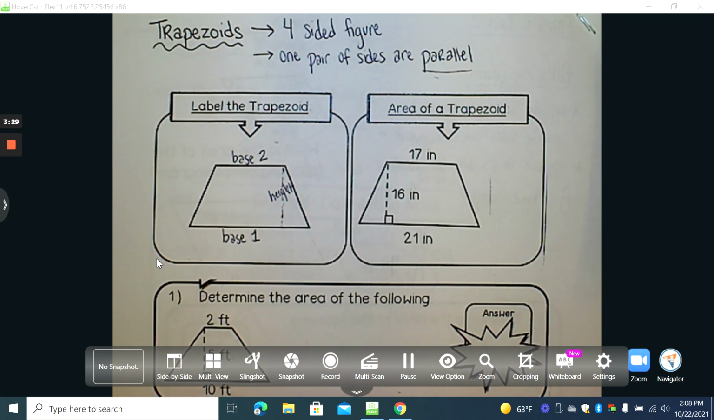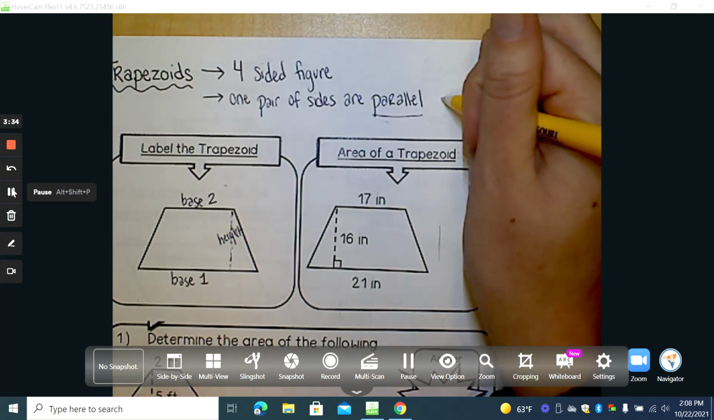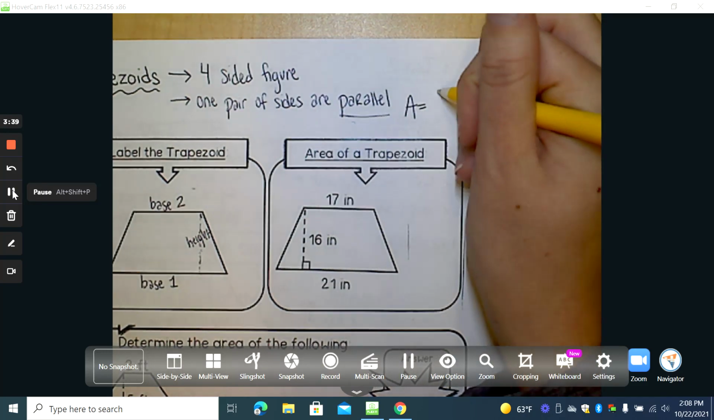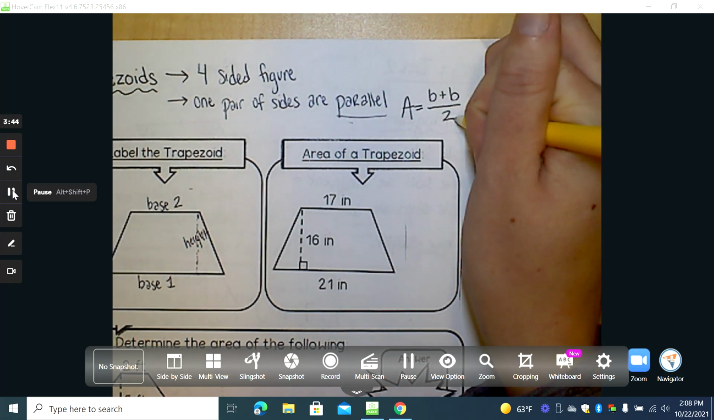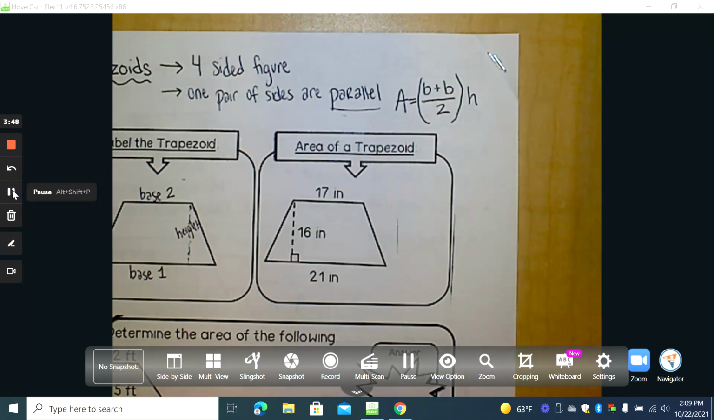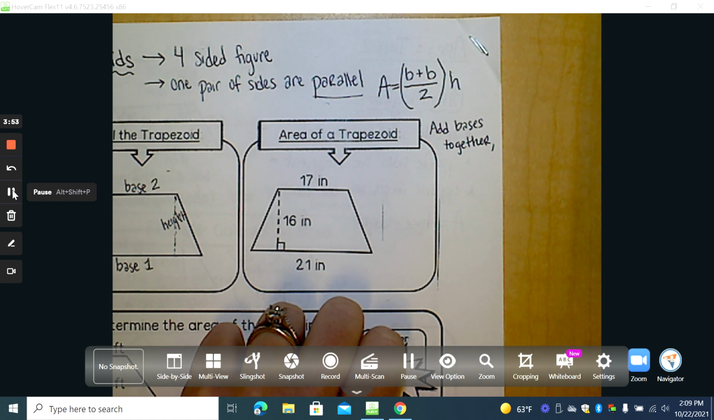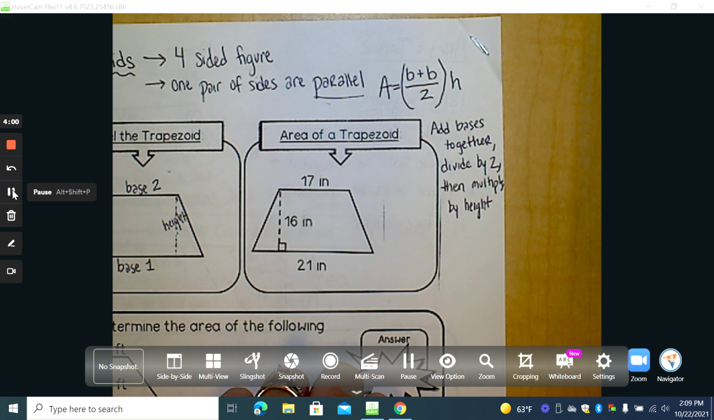And so the area of a trapezoid has a little bit of a different equation. The area of a trapezoid is essentially adding your bases together, base plus base, dividing by 2, and then multiplying times your height. Let me write that out in words. I add my bases together, I then divide by 2, then multiply by the height of the figure.